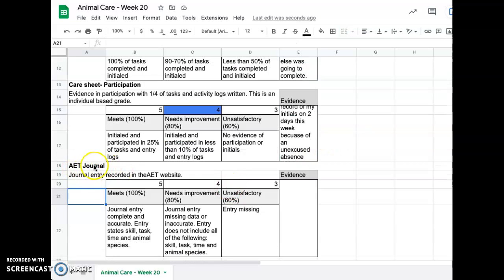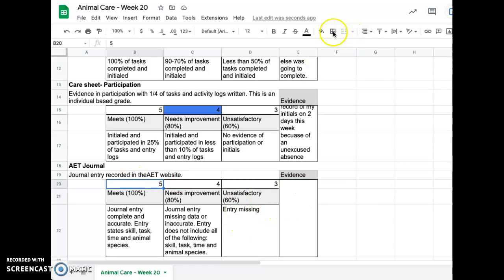Next, we have our AET journal, so the journal entry recorded on the AET website. Meets is 100%. The journal entry is complete and accurate. Entry states skill, task, time, and animal species. Needs improvement: journal entry missing data or inaccurate. Entry does not include all of the following: the skill, the task, the time, and the animal species. And then unsatisfactory, we're missing the entry.